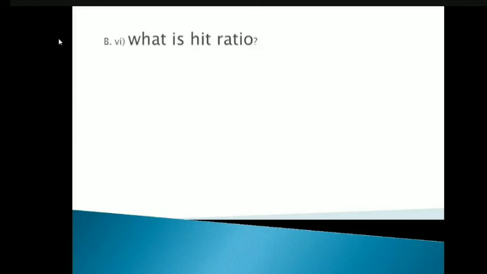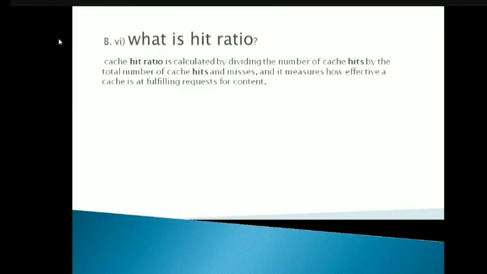What is hit ratio? Hit ratio is calculated by dividing the number of hits by the total number of hits and misses. It measures how effective a cache is at fulfilling requests for content. So cache hit ratio equals cache hits divided by cache hits plus misses, times 100%. That is a percentage. In number system, that is hit by hit plus miss.